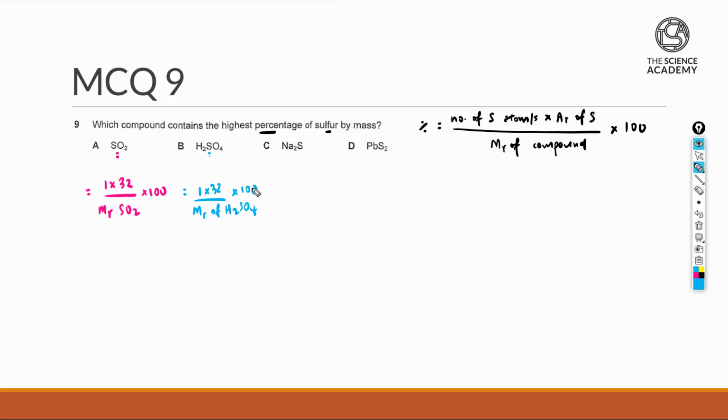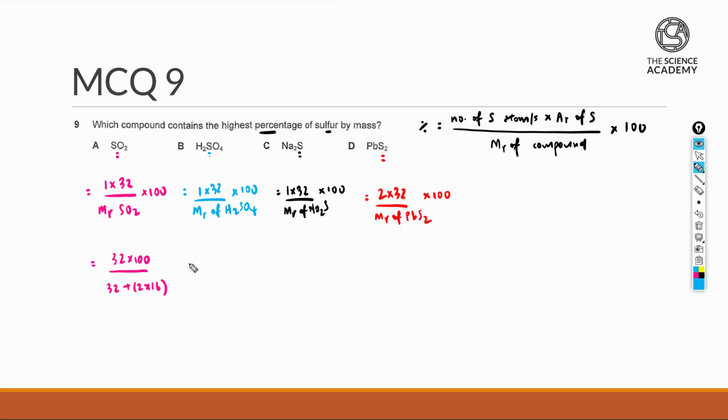format for comparison. Sodium sulfide, on the other hand, again has only one part of sulfur. So this will be equals to 1 times 32 divided by the MR of sodium sulfide multiplied by 100. And for lead 2 sulfide, a total of 2 sulfur, 2 times 32 divided by the MR of PbS2 multiplied by 100. So to write it all out, this will be 32 times 100 divided by 32 plus 2 times 16.